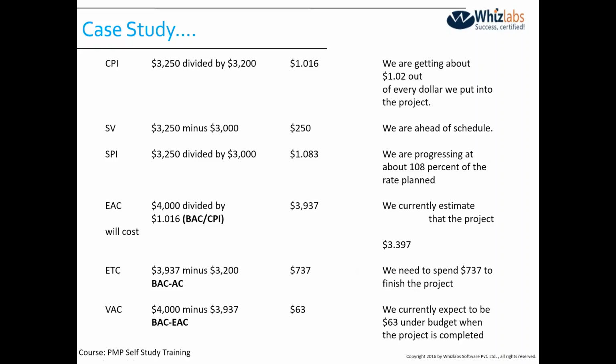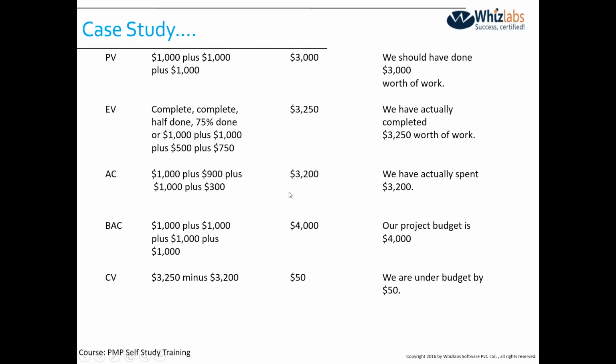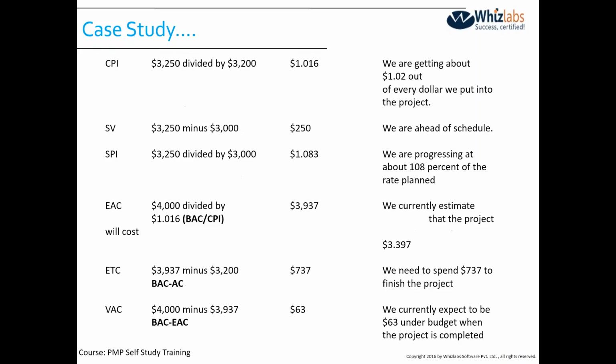That means we are ahead of schedule. While calculating the cost variance, I said we are under budget. You look at the last one, we are under budget by 50. That means we are spending less money and giving more to the customer, or you can also say that we are making more profit. While looking at schedule variance, we are ahead of schedule. We should have done something by say 10th of October, but we were able to do that by maybe 8th of October.